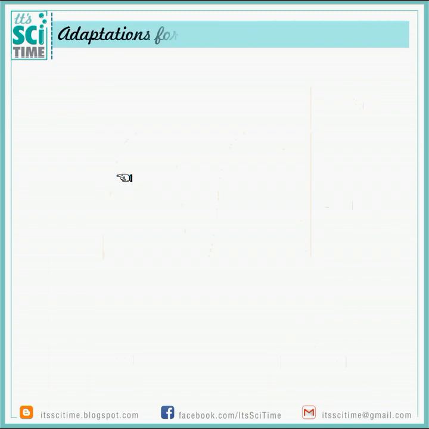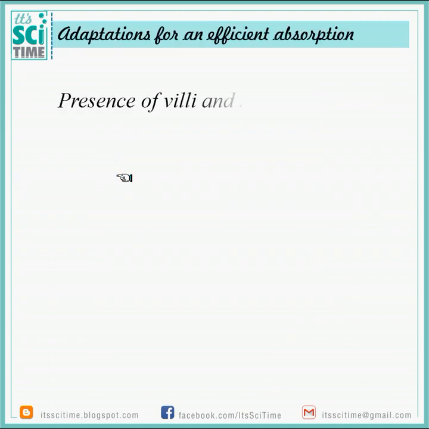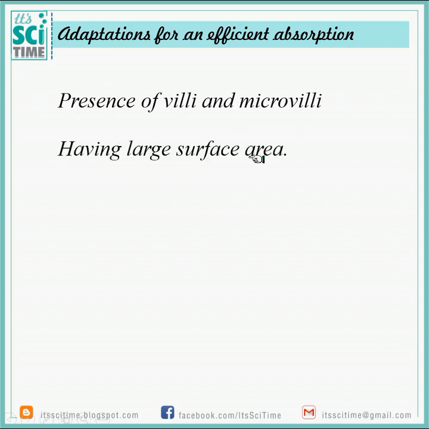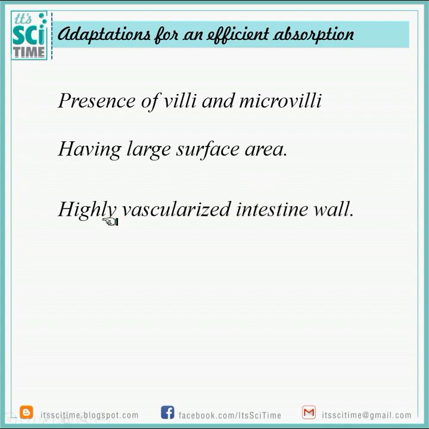So by having such a surface, there are special adaptations for efficient absorption of nutrients. Here are the adaptations. First, presence of villi and microvilli. Next, having a large surface area, and because of that long tube there's a larger surface area. Highly vascularized intestine wall. Vascularized means rich blood supply here. Next, thin epithelial lining. It allows the nutrients to pass easily through the lining into the bloodstream or to the lymphatic system.